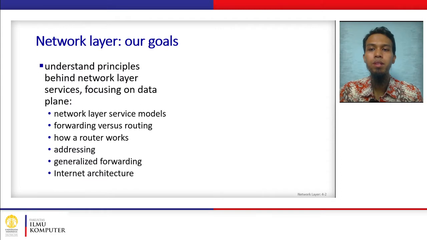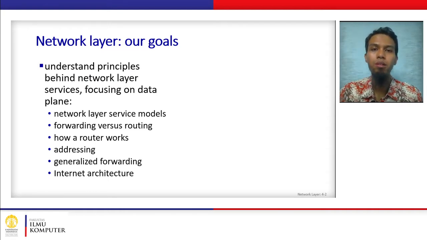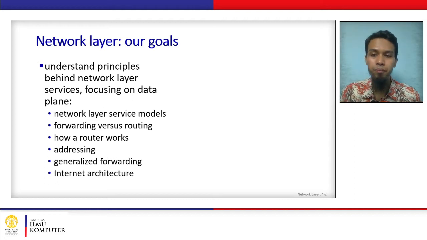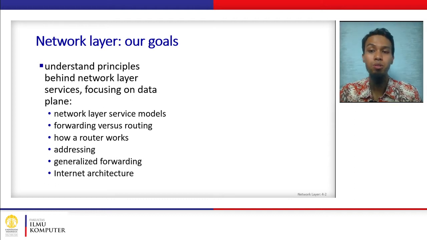All right, so these are our goals in this chapter. We'll talk about some stuff focusing on the data plane in the network layer. First, we talk about the network layer service models, although we are going to focus only on the internet service model, which is best effort. Then we'll talk about forwarding versus routing. This defines the difference between the control plane and the data plane. Forwarding is in the data plane, and routing is in the control plane.